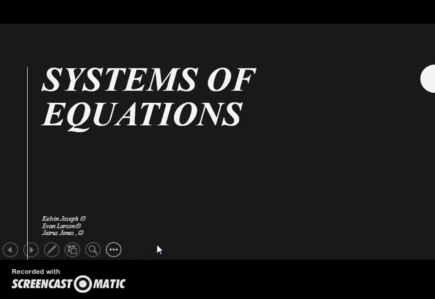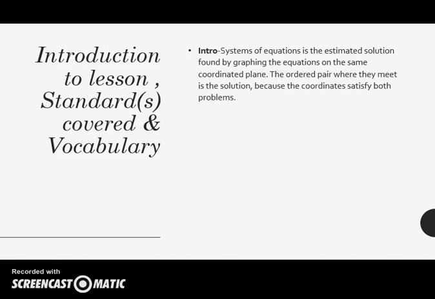In this video, we'll be showing you how to solve systems of equations. For this slide, we will present to you the introduction to the lesson, the standards, and the vocabulary. Systems of equations are solved by graphing the equations on the same coordinate plane. The ordered pair where they meet is the solution because the coordinates satisfy both equations.